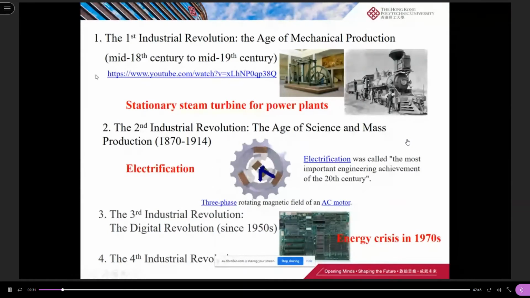So in the past 300 years, due to the first industrial revolution, it has changed the whole world. So let's watch the video to further understand the age of mechanical production of the first industrial revolution, which began firstly in Britain, and then France, Germany, etc.